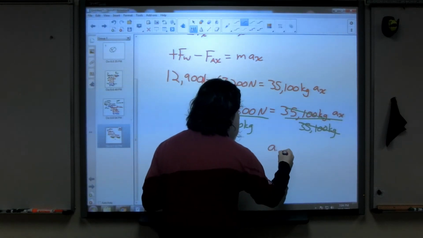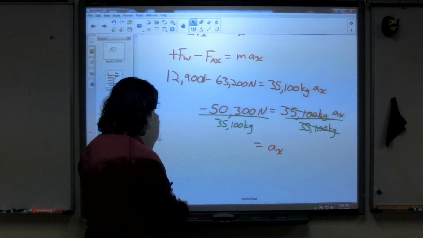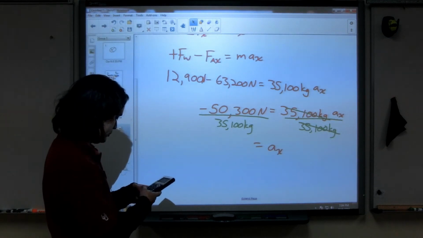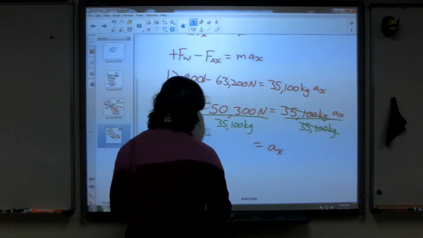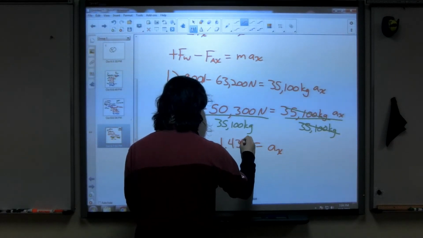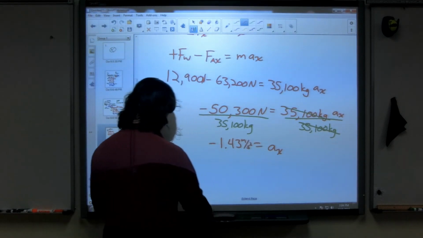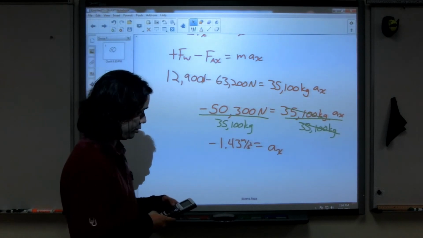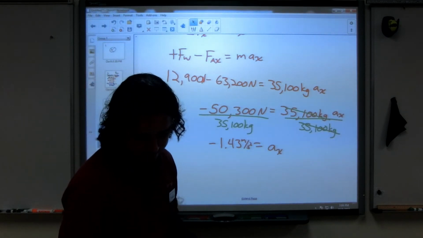And I end up with my acceleration in the x being equal to, if I've done this correctly, negative 1.43 meters per second squared. I get 1.433, but again, three significant figures should be fine.